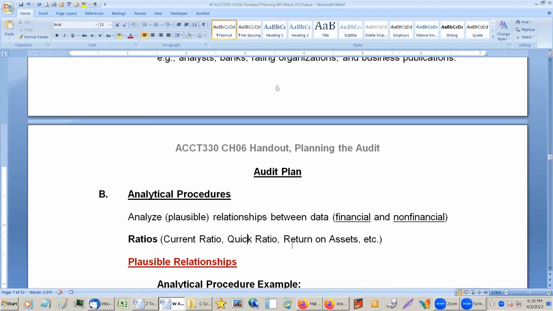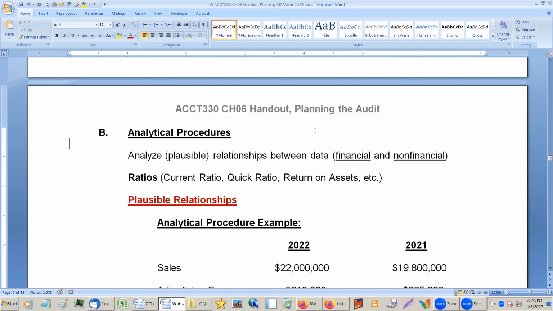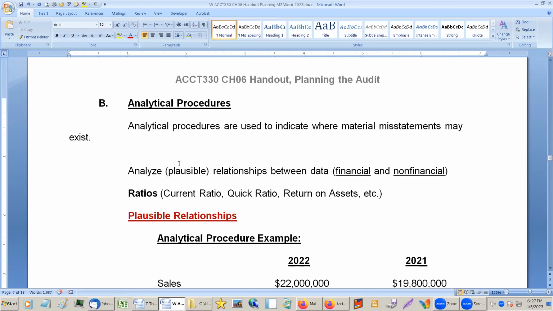I am going to put something in here. I'm going to add something to all this. Analytical procedures are used to indicate where material misstatements may exist.